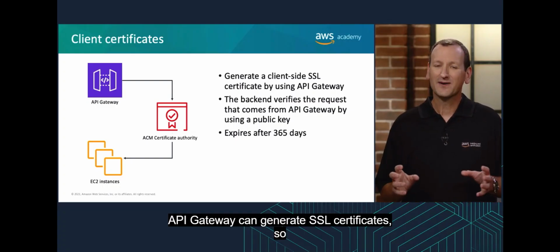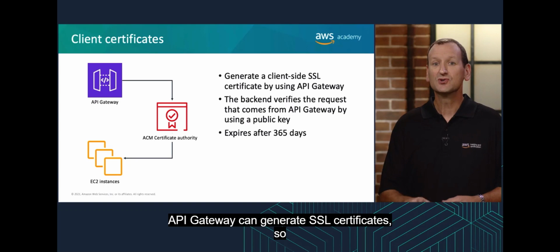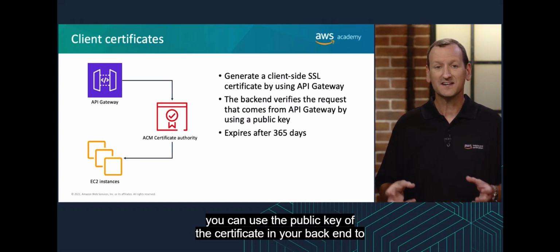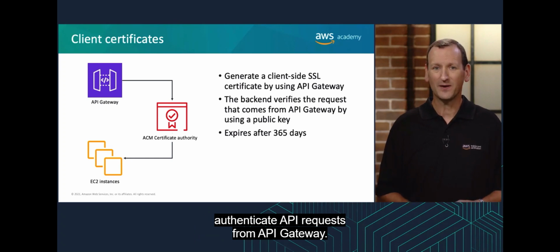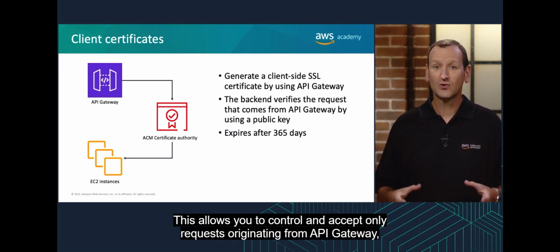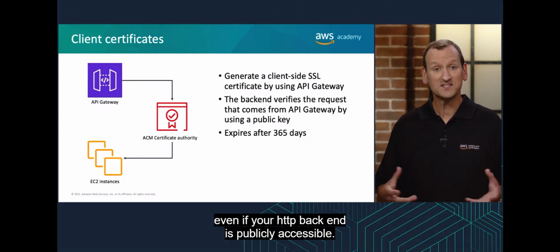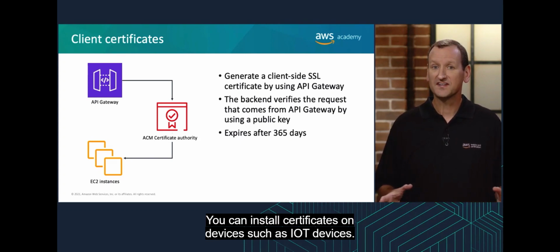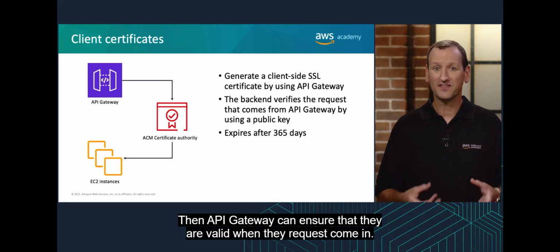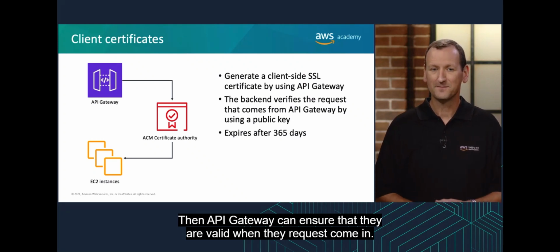API Gateway can generate SSL certificates, so you can use the public key of the certificate in your backend to authenticate API requests from API Gateway. This allows you to control and accept only requests originating from API Gateway, even if your HTTP backend is publicly accessible. You can install certificates on devices such as IoT devices. Then API Gateway can ensure that they are valid when their requests come in.